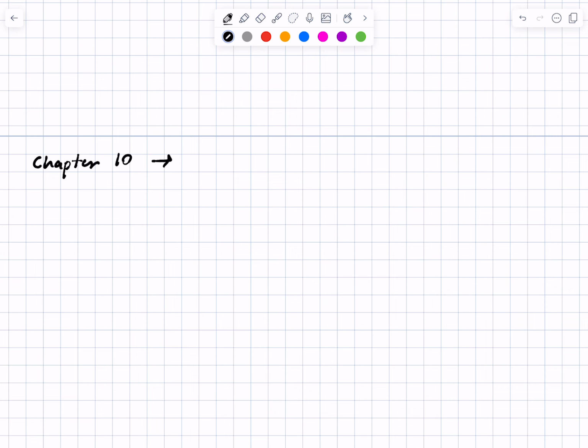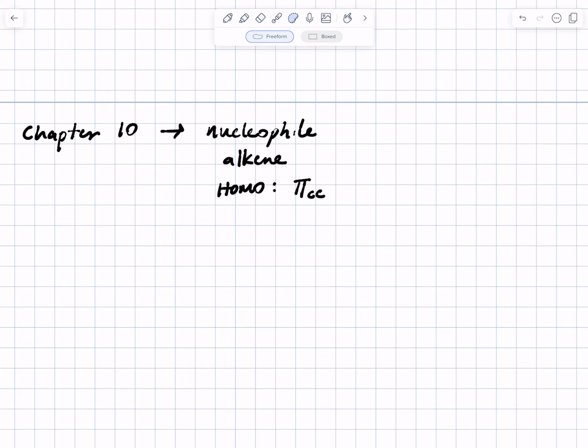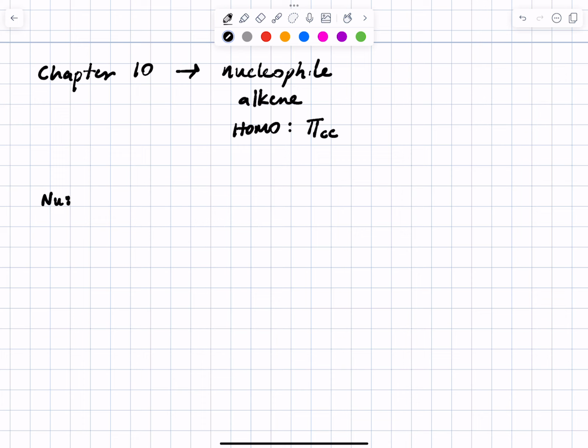In chapter 10, the nucleophile is going to be a pi bond. And of course, the HOMO of the nucleophile is going to be an alkene. And of course, the HOMO of an alkene is the carbon-carbon pi bond. Now, this introduces an interesting challenge. For the SN2 chemistry in chapters 7, 8, and 9, when the nucleophile attacked an empty orbital, it was really clear where you were forming the new bond.